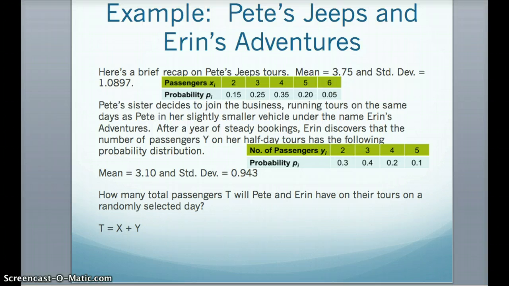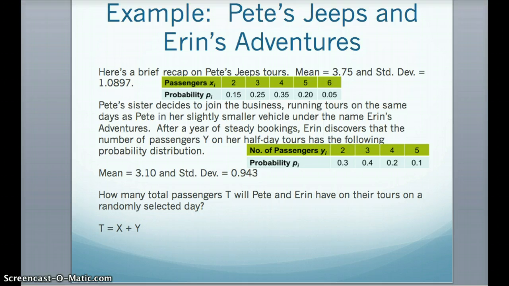So here's a brief little recap on Pete's Jeep tours. His tours have a mean of 3.75 and a standard deviation of 1.0897. This was without any transformations being made.